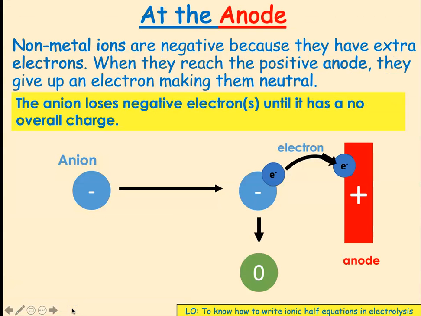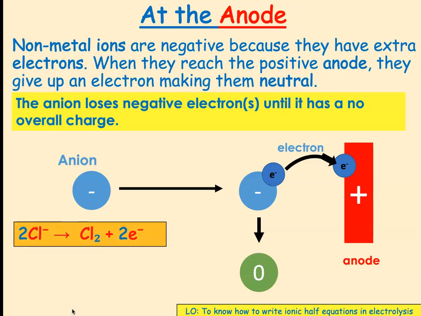Okay, at the anode, non-metal ions are negative because they have extra electrons. When they reach the positive anode, they give up any electrons that they have, making them neutral. The anion loses the negative electrons until it has no overall charge. Here's an example of what happens.